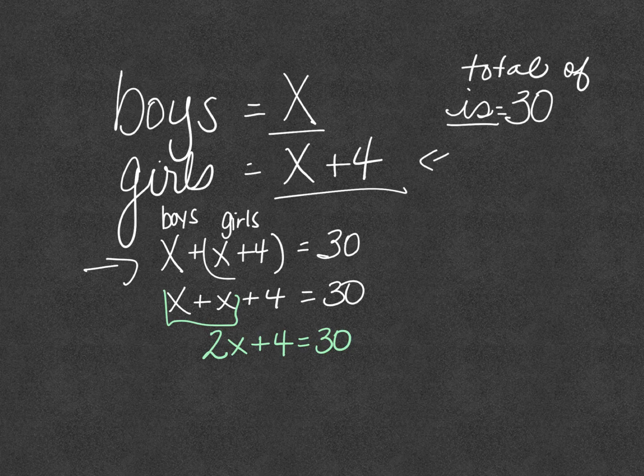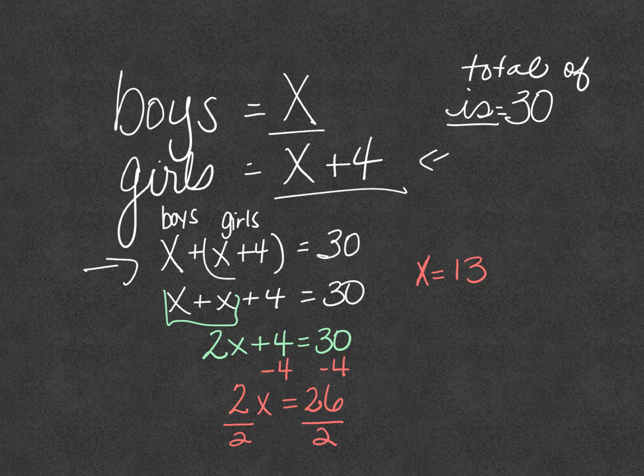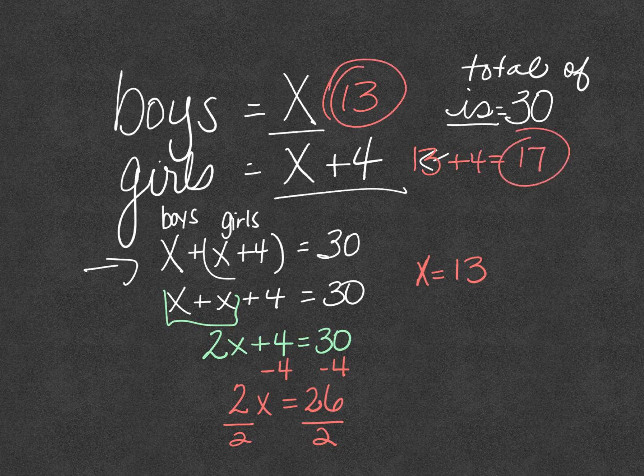I'm going to subtract 4 from both sides, and I'm going to have 2x equals what? 26. I'm going to divide by 2. X equals what? 13. So do I have 13 boys or do I have 13 girls? 13 boys. That's right. But to get girls, I have to do 13 plus 4, which equals what? 17. What is 17 plus 13? 30. Your answer is now complete.